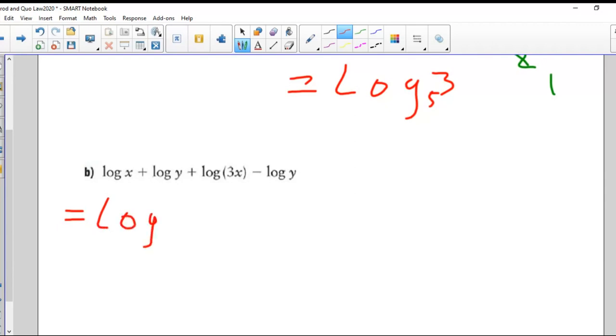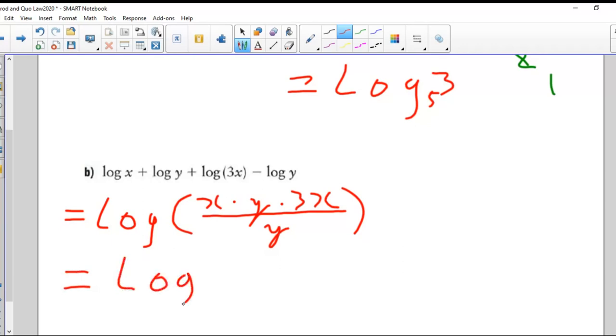So that means that this is the log, I'm not going to put log base, I'm just going to put log of the x times the y times the 3x, all of that divided by y, right? So these three things multiplied together because they were added together, divided by the thing that was being subtracted. Now, as you'll notice, this can be simplified. The y's cancel out. The x and the 3x, well, why don't I just make that 3x squared?